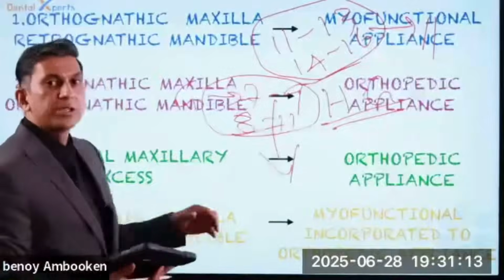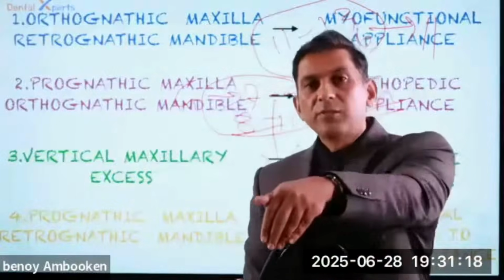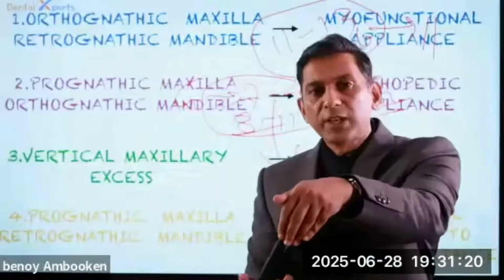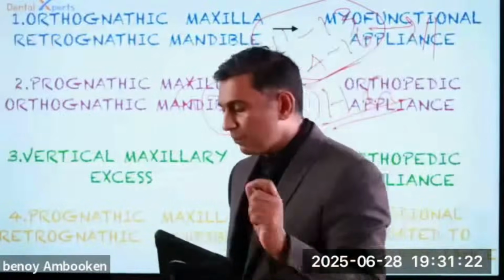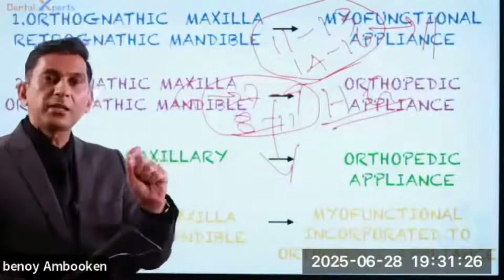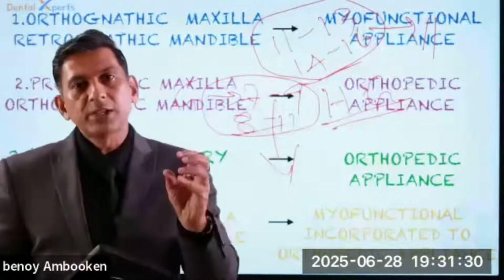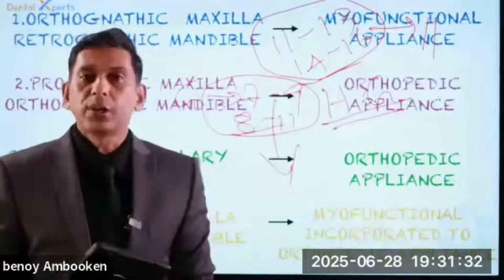And the fourth component is a combination problem. What is a combination problem? You have your maxilla, which is very prognathic, and your mandible is very retrognathic. That is the time we practice a combination appliance. That is, headgear is incorporated into a twin block. An orthopedic appliance is incorporated into a myofunctional appliance.